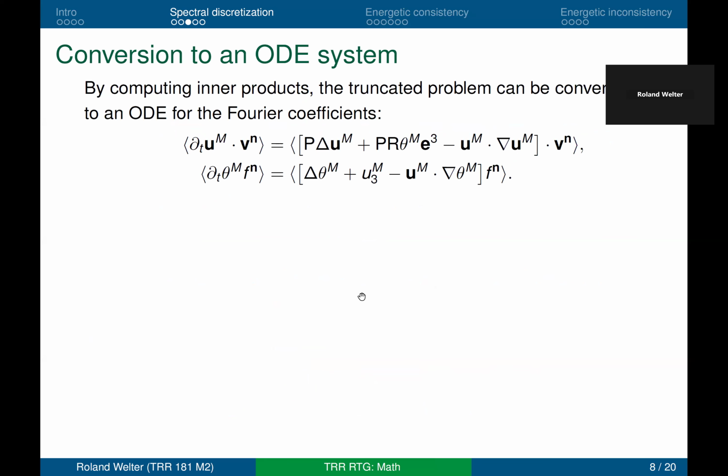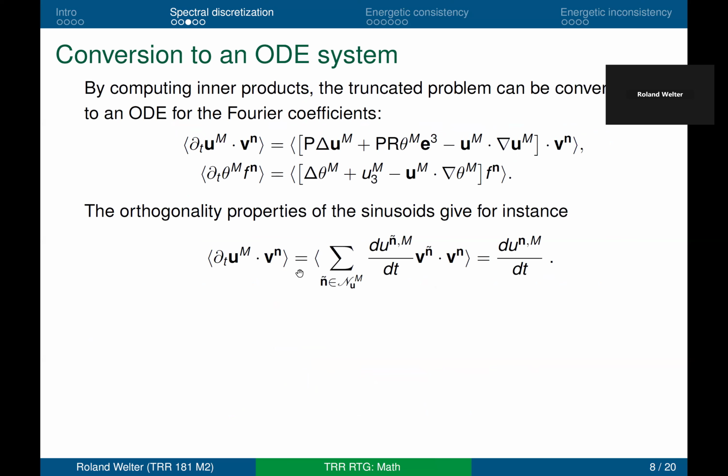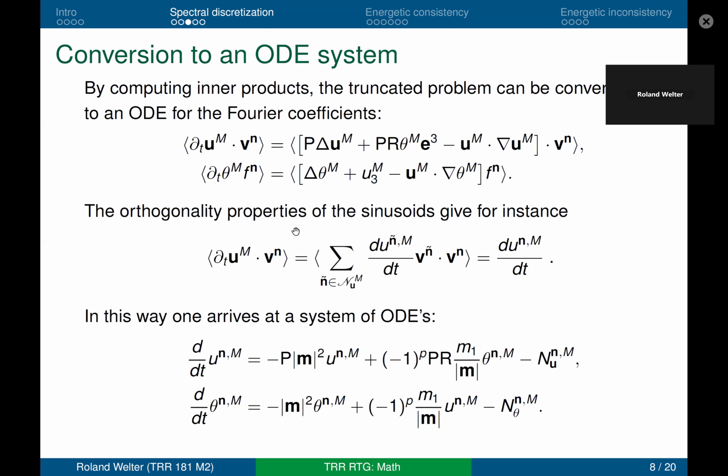The truncated problem can be converted to an ODE system where you recover the ODE by computing inner products. For instance, if we wanted to find the time derivative of the Fourier coefficient for an index n, we compute the inner product with the corresponding sinusoidal vector field. And in this way, you arrive at the following system of ODEs, one for each n which you include in your model.